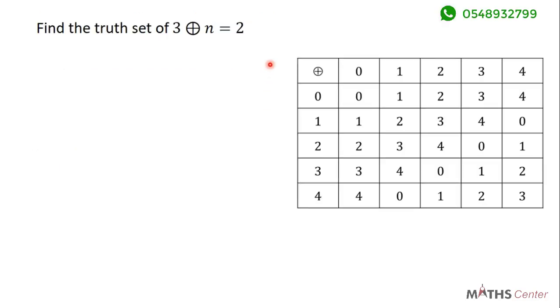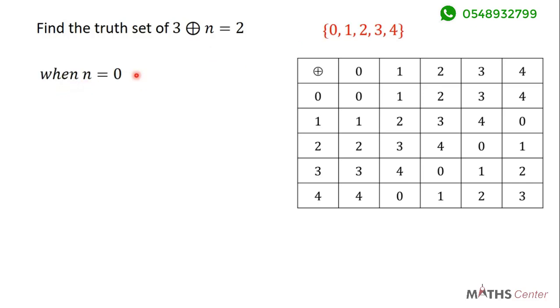The table we have here is an addition table for mode 5. We drew this table by using the set 0, 1, 2, 3, 4. The question wants us to find the truth set of 3 plus n is equal to 2. There are some values in this set that will satisfy the equation 3 plus n is equal to 2. We don't know those values. To find it, we are going to try them out one after the other to see which one of them will satisfy the equation. So we will begin with when n is equal to 0.